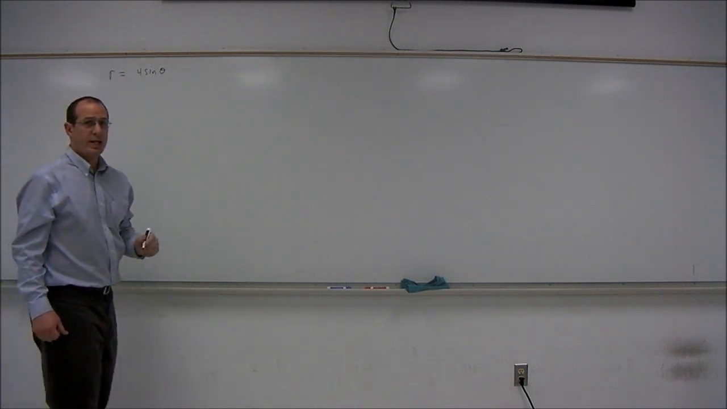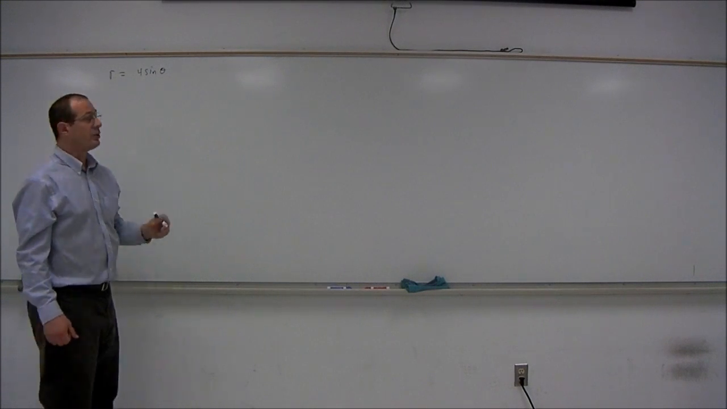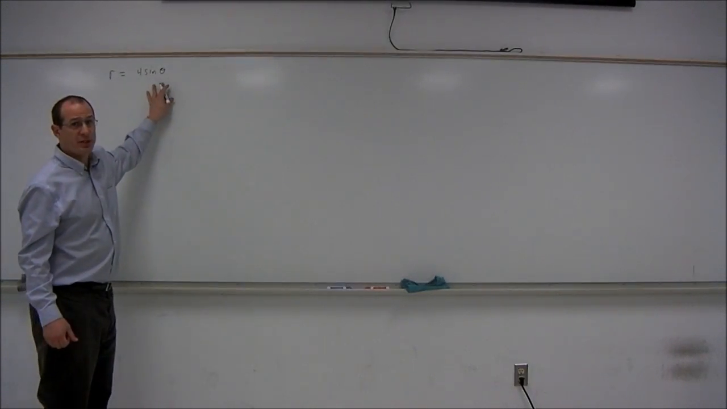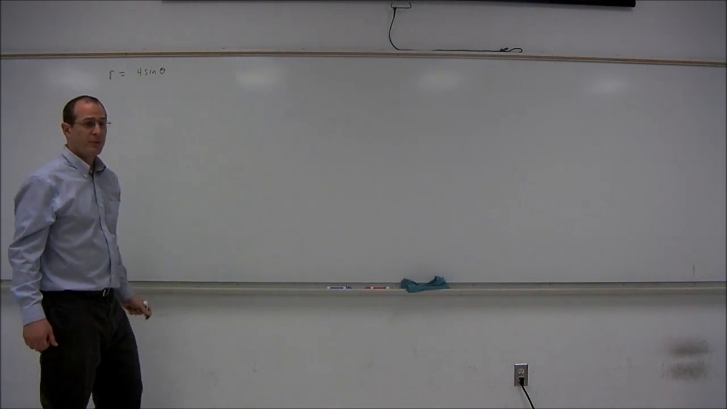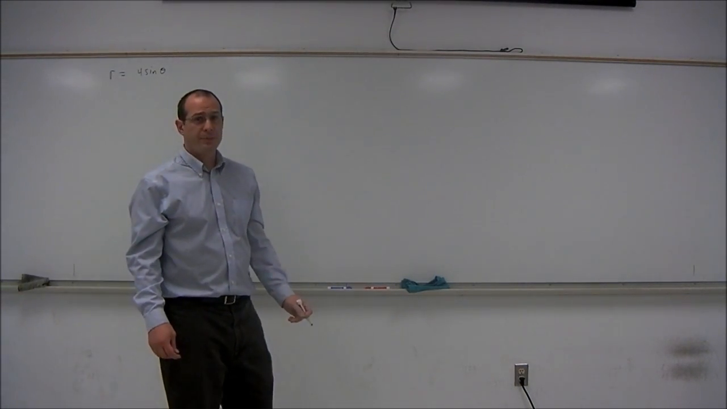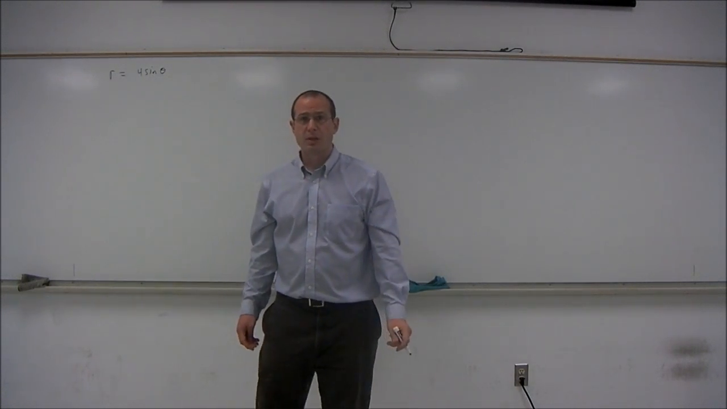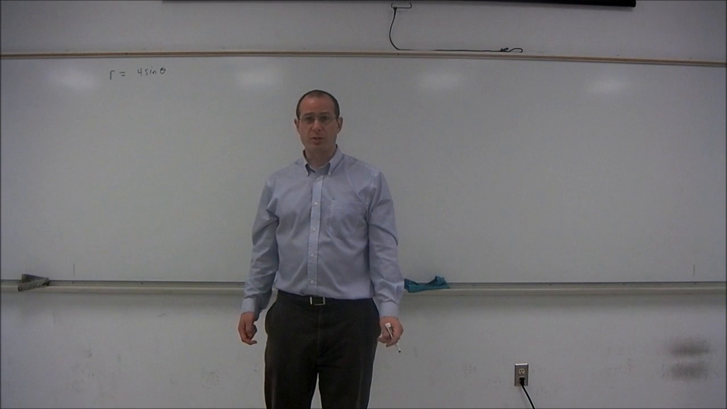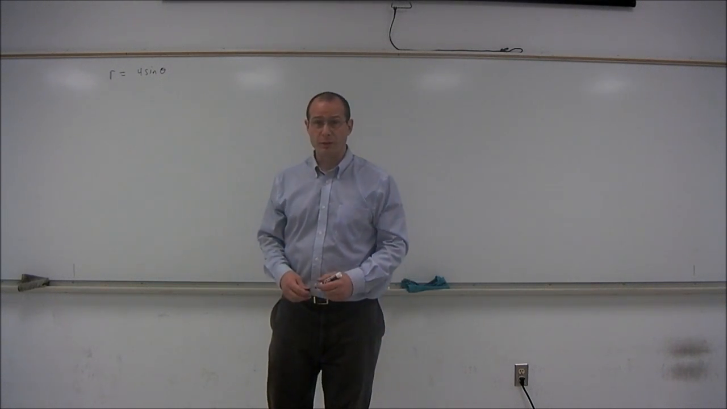So the example we'll look at is r equals 4 sine theta. It turns out that the graph of this curve is a circle. That might not be so obvious directly from the equation. We could plot a few points, and if we're lucky, we might recognize it as a circle. But what we'll do to determine that it's a circle is convert the polar equation into rectangular form.